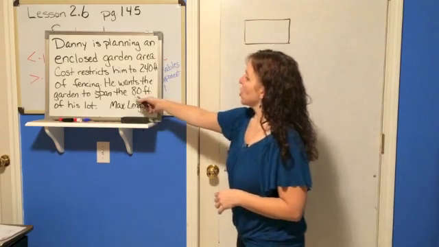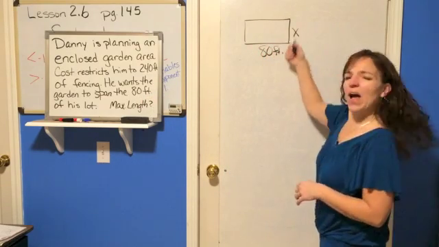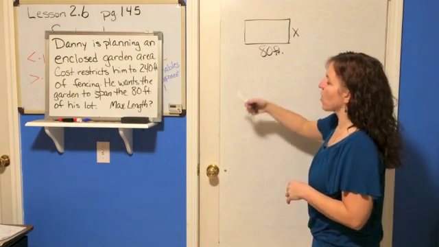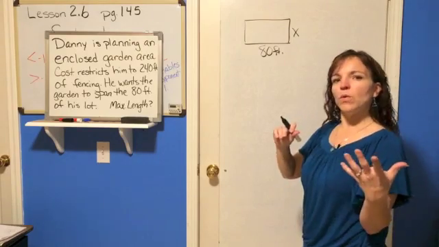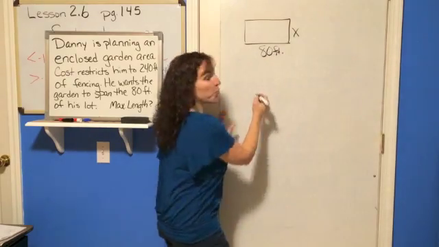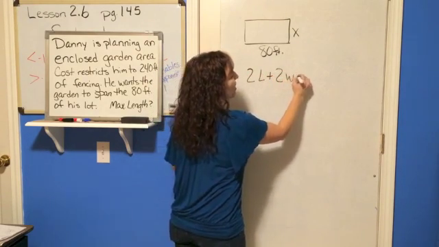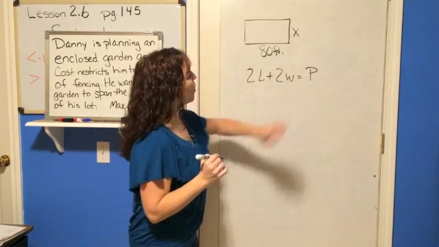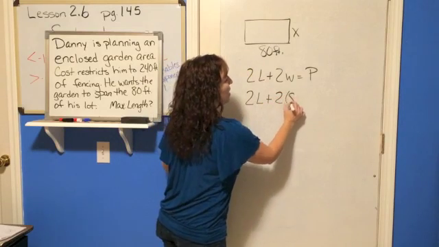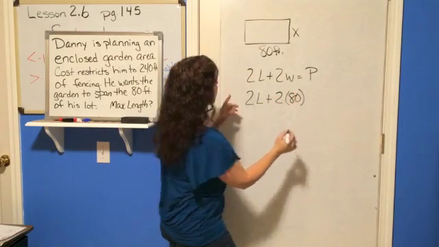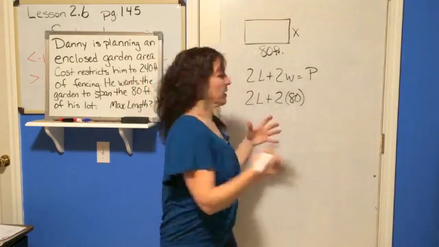And he wants the garden to span the 80 feet. And this is our x. We want to know how long can we make this? I guess I drew it the wrong way. What's the maximum length it can be? So the perimeter of something is 2 times the length plus 2 times the width equals perimeter. And so what we want to do is 2 times the length plus 2 times our 80. And the perimeter has to be 240 is the biggest it can be. All right?